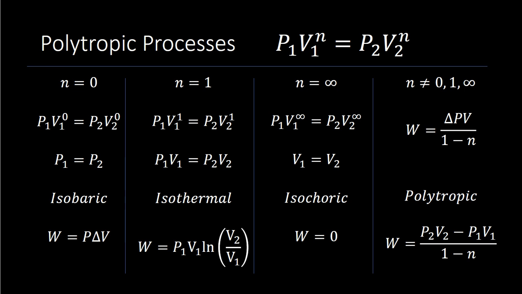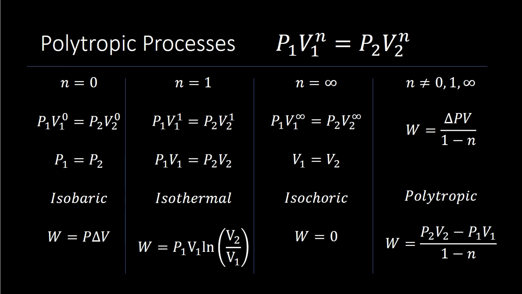Now, usually we use P1V1 instead of P2V2 because it's usually easier to know the starting conditions than to know both the pressure and volume of the final conditions.